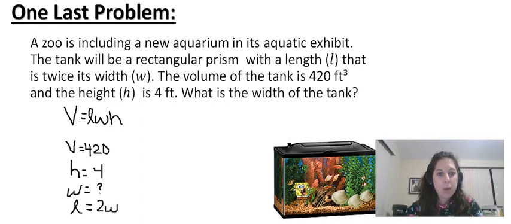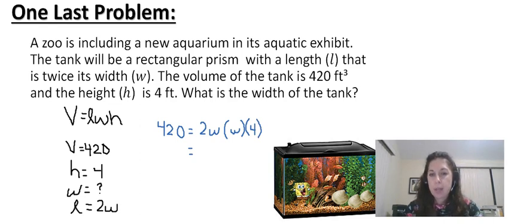Let's go ahead, let's plug those into the equation. So my equation here would be 420 equals length times width times height. So 2W times my width, W, times my height of 4. We can then simplify 2W times W times 4. Well, W times W is W squared, and 2 times 4 is 8. So this gives me 8W squared. And I'm still left with 420 on my left here.